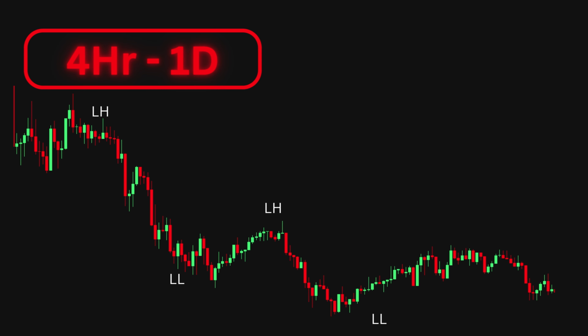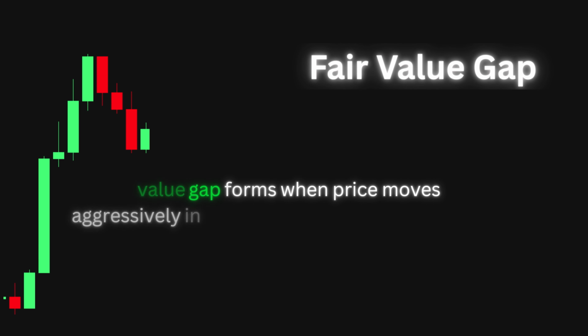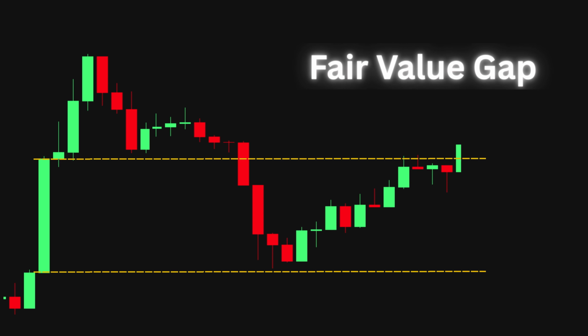Once the trend is clear, the next step is to look for a fair value gap, an FVG. A fair value gap forms when price moves aggressively in one direction, leaving an imbalance between buyers and sellers. Visually, it usually appears as a strong impulsive candle where the candles on either side leave a small gap between their wicks. That gap represents an area where the market moves so quickly that not enough trades occurred there. Markets tend to revisit these imbalanced areas later to rebalance orders. Because of this, fair value gaps often act as high-interest zones where price may react.